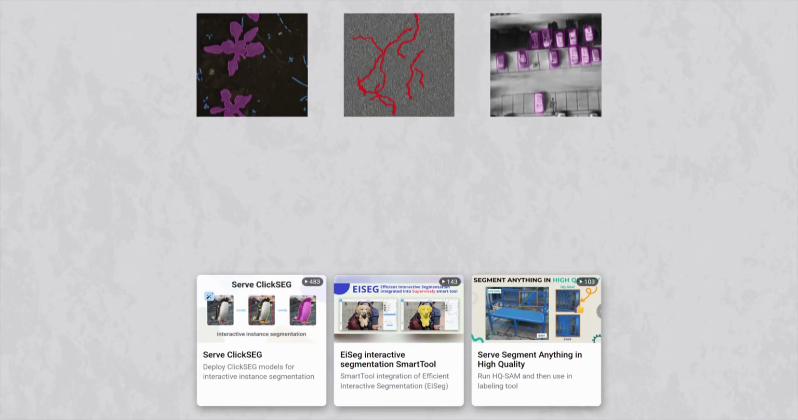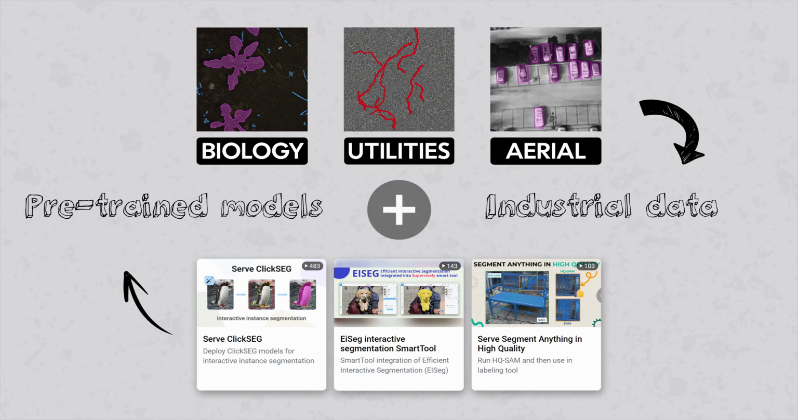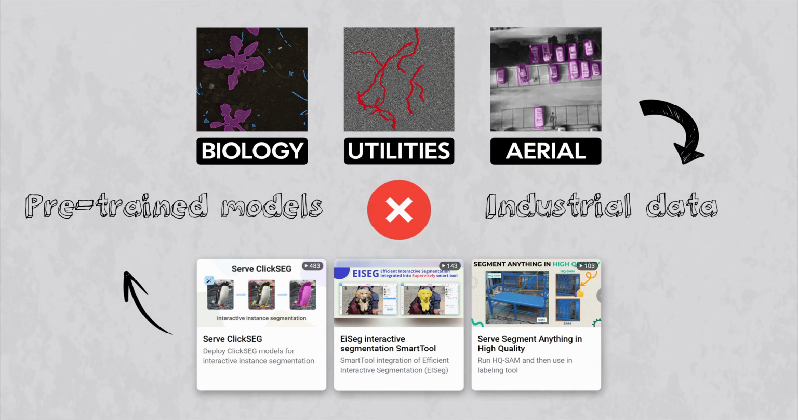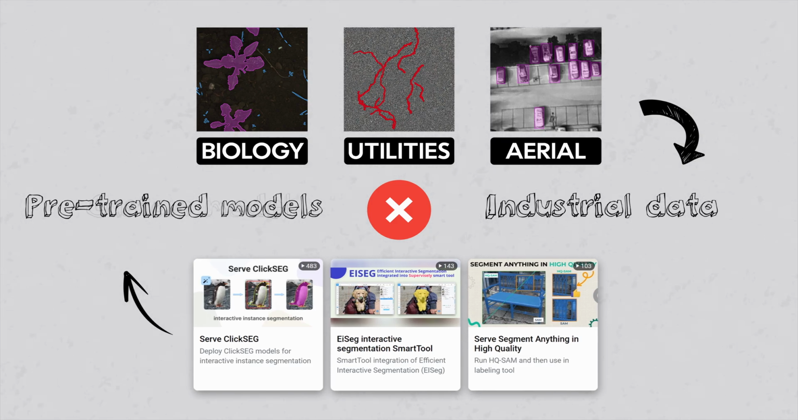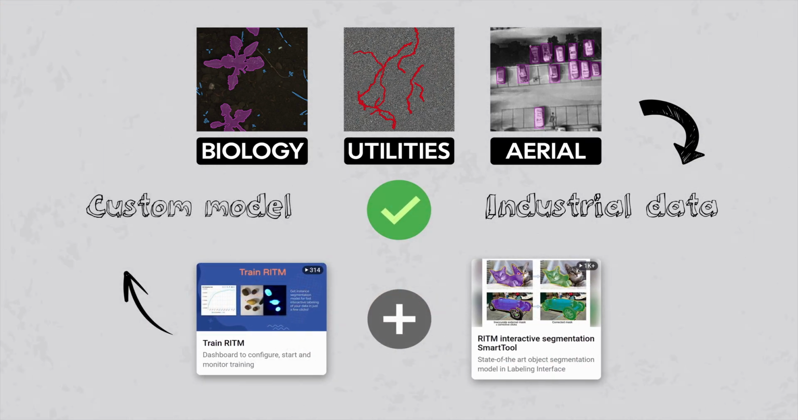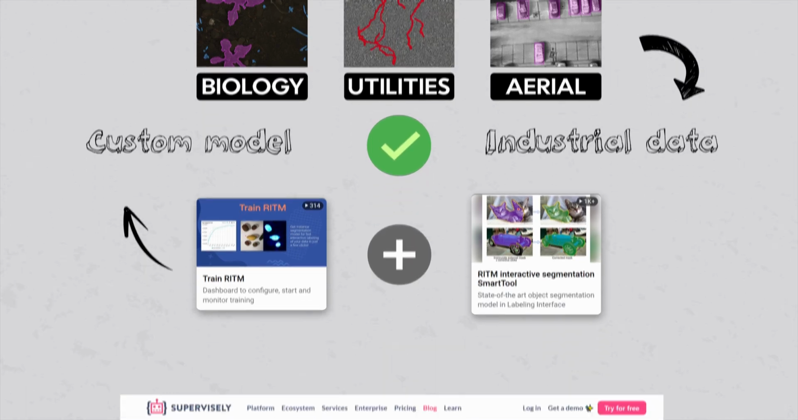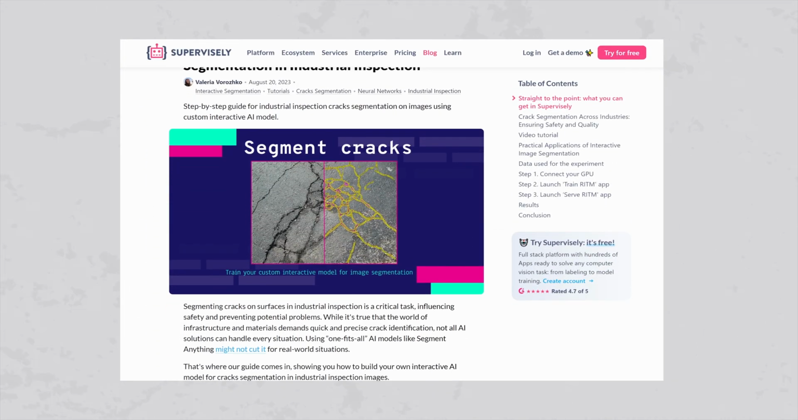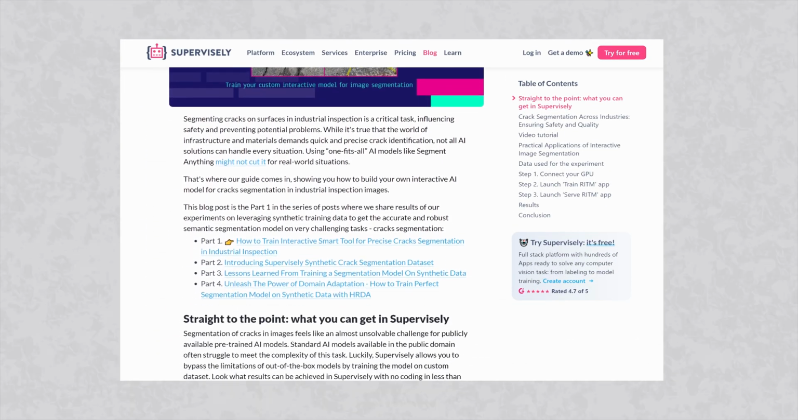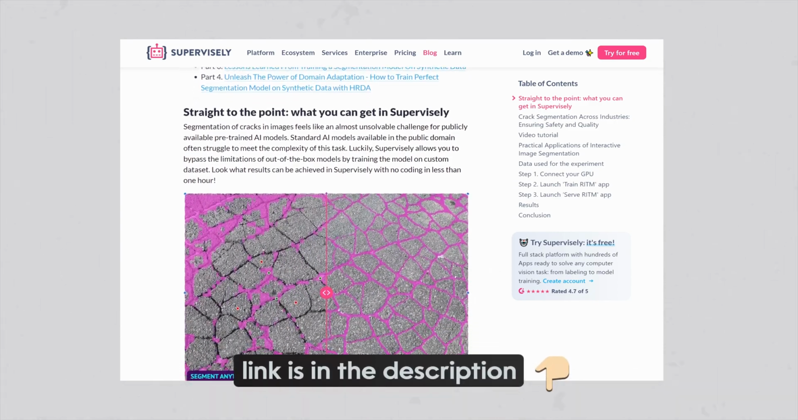Sometimes, when working with specific industrial data, basic pre-trained models simply don't cut it. They are simply not designed to work well in these scenarios. In this case, the best bet is to train a custom model, and if you are interested in that, we have a blog post that breaks it down so anybody can follow. The link is in the description.